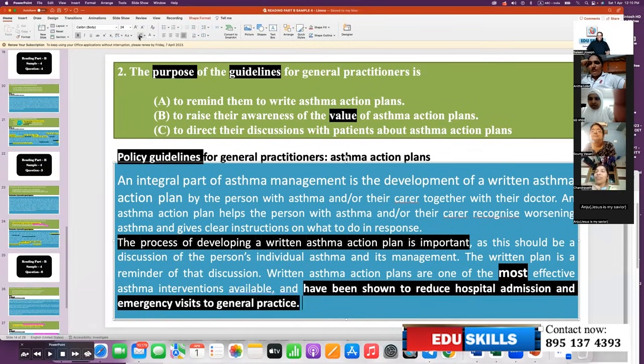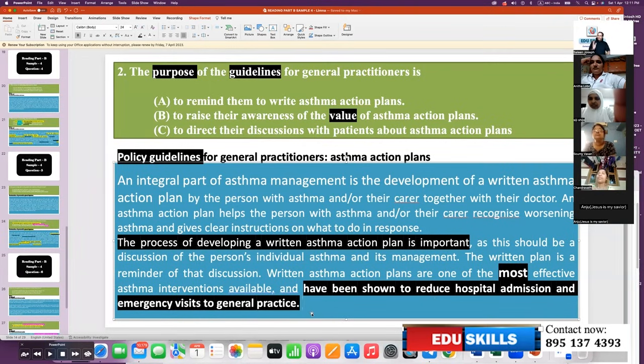Yes. This is a paragraph with two triangles, if you remember: on top and down, two other triangles. The topic sentence is being explained again in the last sentence. The process of developing a written asthma action plan is important, and most effective asthma interventions available have been shown to reduce hospital admission and emergency visits through general practice.